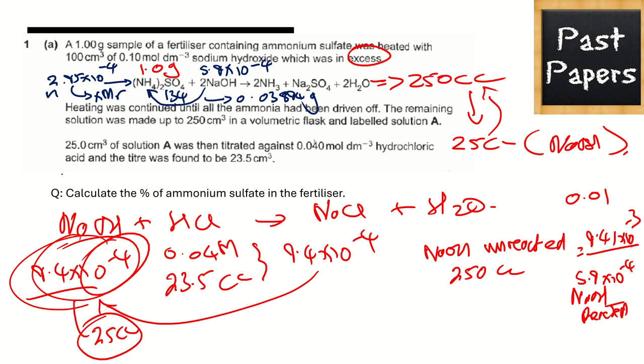So to work out the percentage of ammonium sulfate in my fertilizer, I've got to do 0.03894 divided by 1 times 100. I guess 3%, isn't it? Yeah, 3.8. So it's 3.894% of ammonium sulfate in my fertilizer.